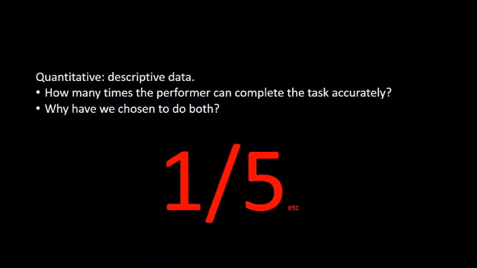Quantitative testing is descriptive data. For our quantitative test, we will see how many times the performer can correctly kick the ball to a person standing at a cone. And as a progression assessment, how many times they can correctly kick the ball to a target that is on the run. We have chosen to do both quantitative and qualitative testing in the pre and post testing, as then we can clearly see the improvement both visually and statistically.